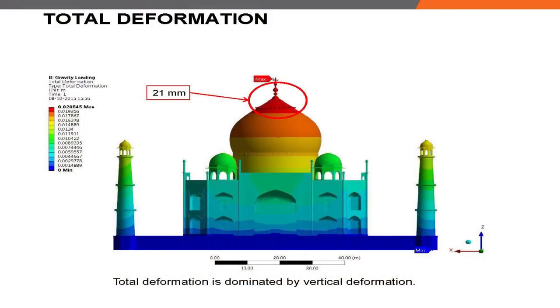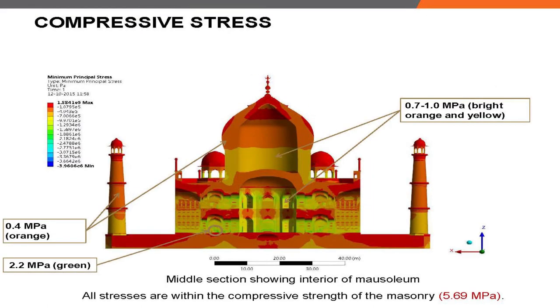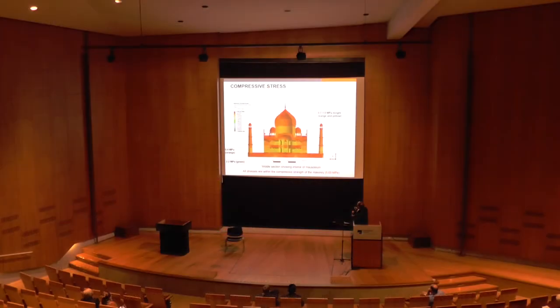Now we asked them to give us the hollow models also, because we wanted to know where the stresses are and what their values are. For the gravity load, you can see that the dome part is not the maximum stressed portion: 0.7 to 1 MPa, in bright orange and yellow color, and 0.4 MPa here. In this dome, this portion has only 0.4 MPa stress. And here in the drum, which can take a lot of load, it is 2.2 MPa.